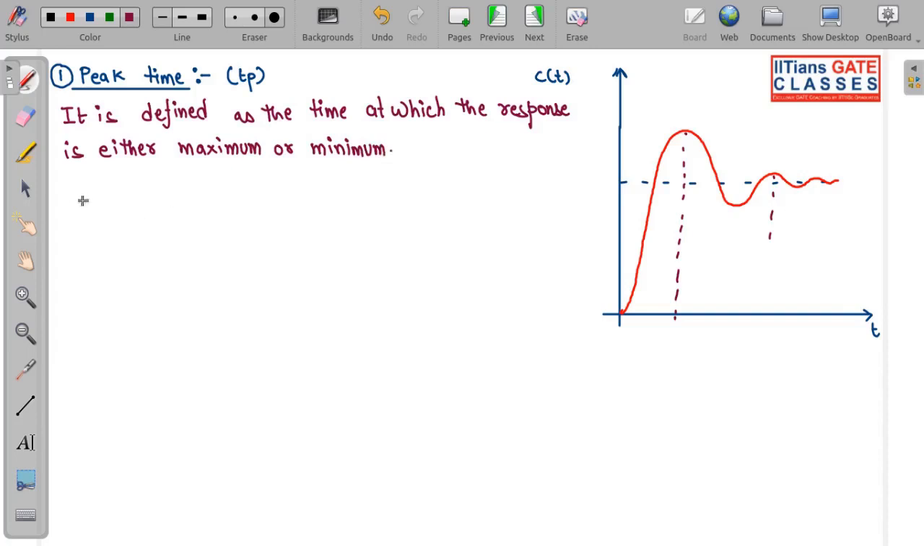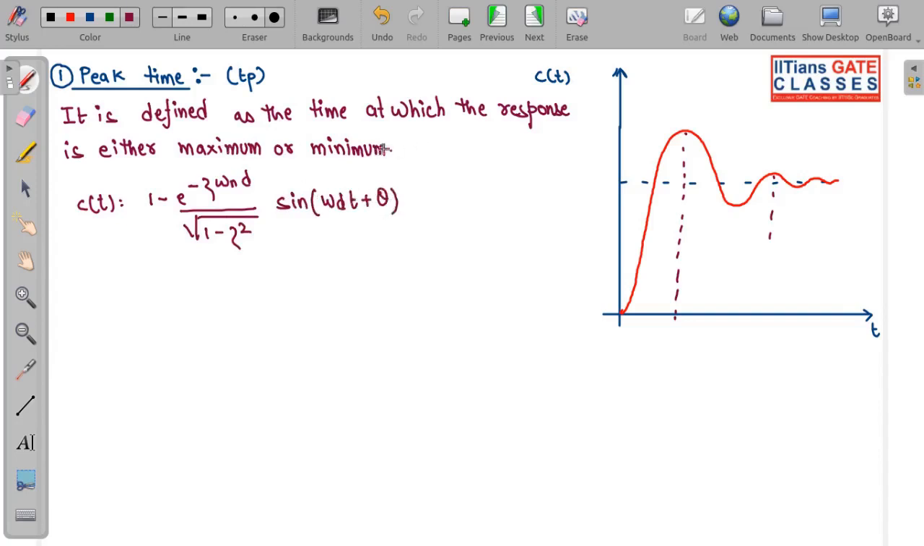So basically we know C of t for a second order system with step input for an underdamped system. C of t is given by 1 minus e to the power minus zeta omega n t divided by square root of 1 minus zeta square, times sine of omega d t plus theta.